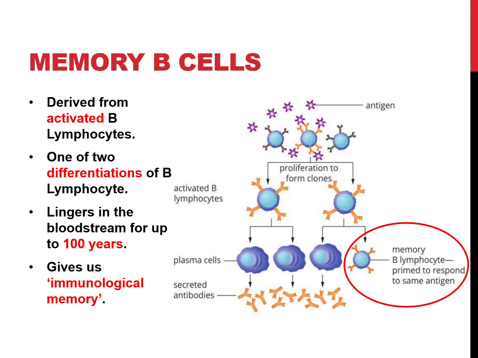So the example we commonly give is survivors of the Spanish flu have had their blood tested, and they've seen that 50, 60, 70 years later they still have these memory B cells in their body, and therefore they still have immunity to that disease.